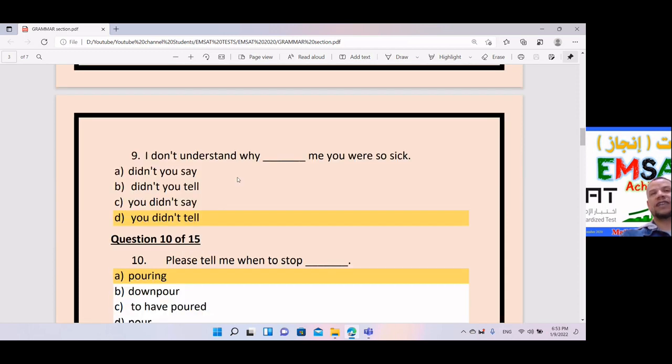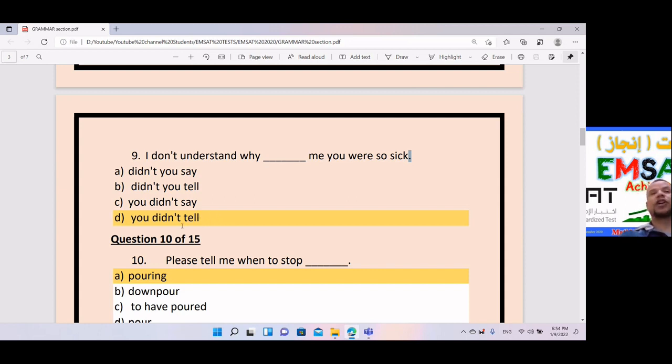Question 9: I don't understand why. Okay, this is now a sentence. You can see here a period, a dot. It means a sentence, not a question. When you use a WH word, what, why, where, when, in a sentence meaning, not a question meaning, you have to put the order of subject, verb, object after the WH word. You say "how you use," not "how do you use." It's not a question here because I'm talking as a sentence. So the answer is "why you," subject, "didn't tell me," verb and object.